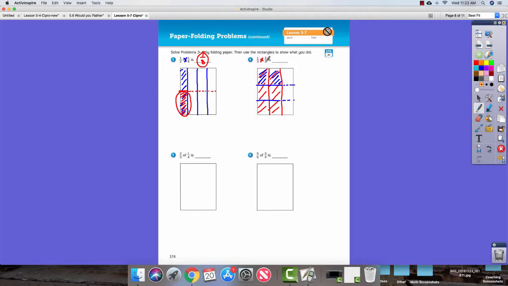So now to come up with my answer, I have 2 parts here double shaded. So 1/3 of 2/3 is 2. And then how many equal parts do I have total in this rectangle now? I have 3 here, 6, 9. So 1/3 of 2/3 is 2/9.